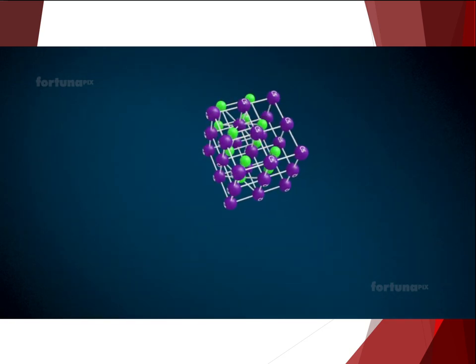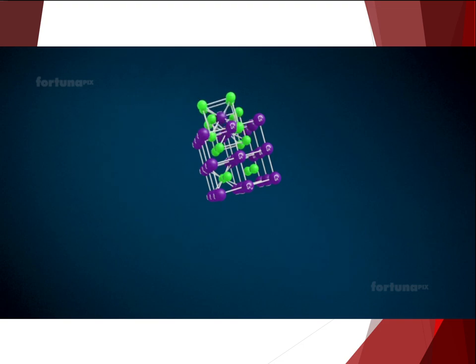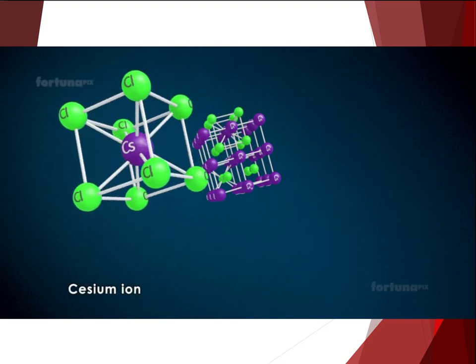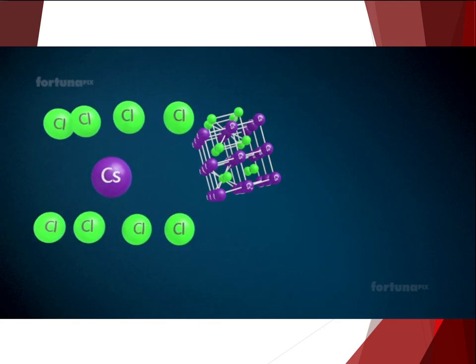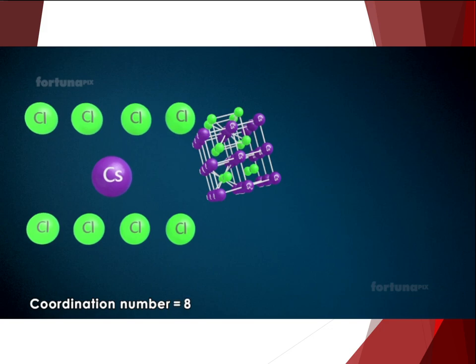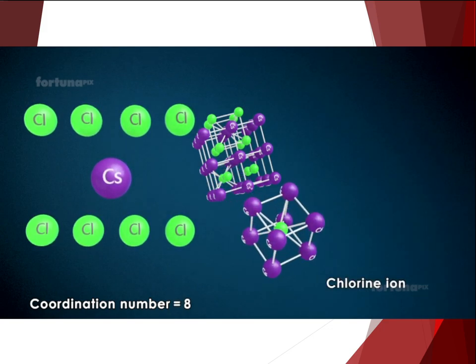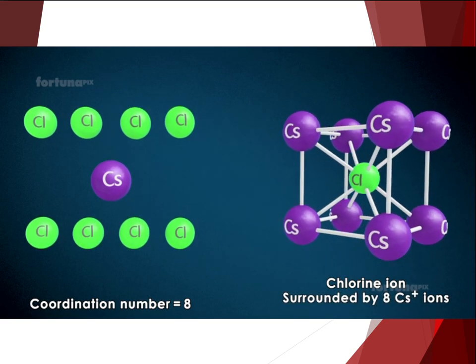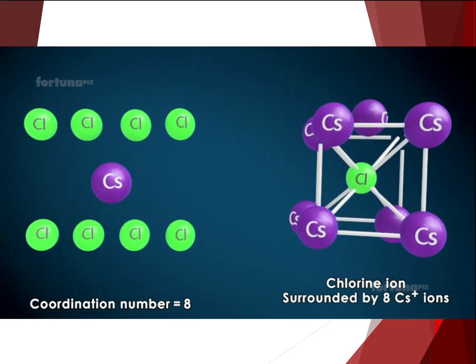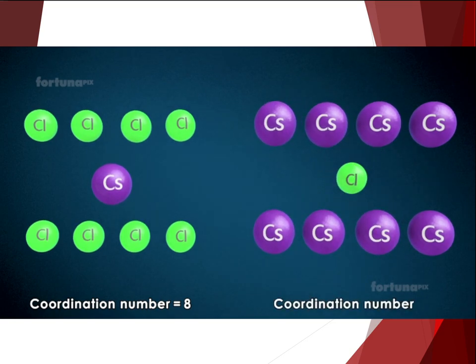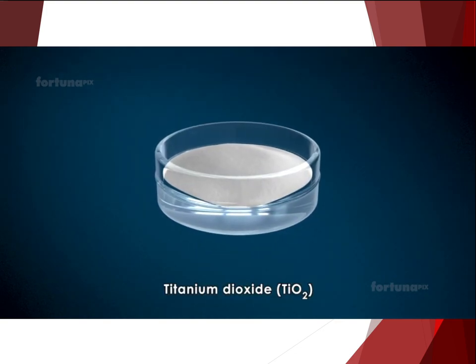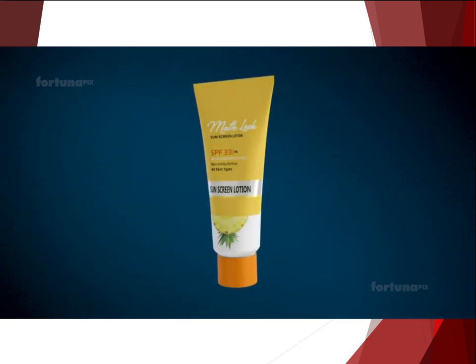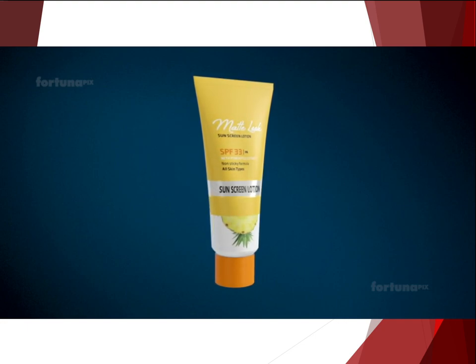In a cesium chloride ionic crystal, each cesium ion will be surrounded by 8 chlorine ions, giving it a coordination number of 8. Each chlorine ion will also be surrounded by 8 cesium ions, giving it a coordination number of 8. Titanium dioxide, because of its ability to absorb UV rays, is used as one of the ingredients in sunscreen.